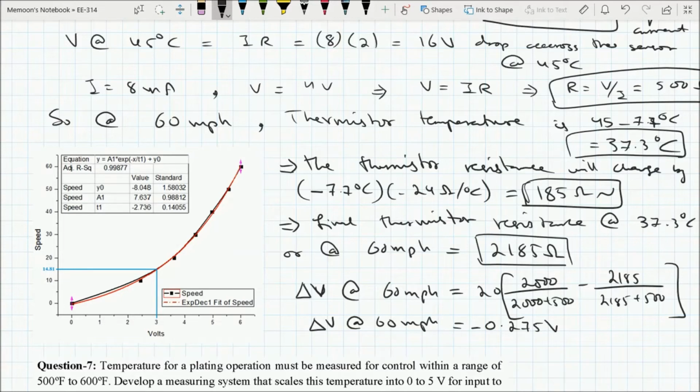0.275 volts. And what do we need at this point? We wanted a voltage output of 6 volts at 60 mph.